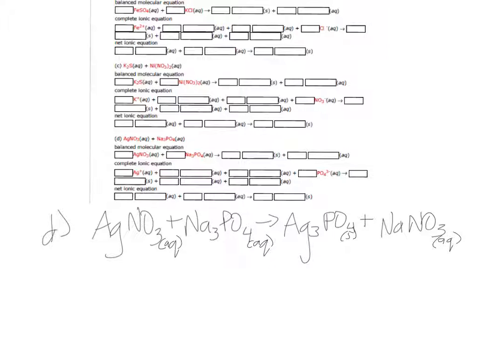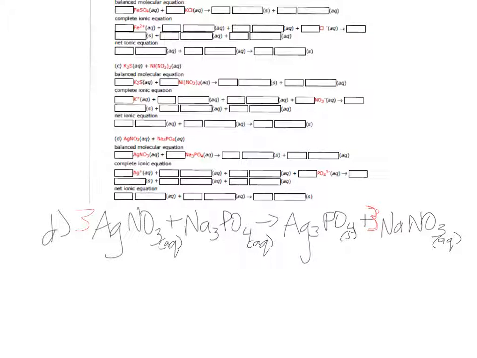Okay, we almost have the balanced molecular equation complete. We just need to add a coefficient 3 in front of sodium nitrate to make the atoms balance. We also need a coefficient 3 in front of the silver nitrate.